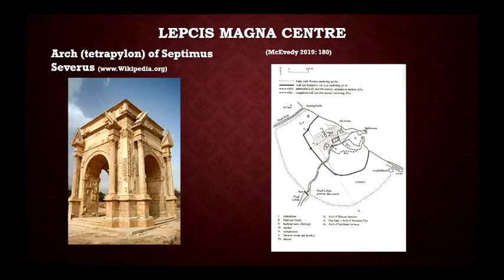This is Lepsis Magna. That's the Tetrapylon there, which we'll be talking about a bit further. That is actually located here at A, and you'll see here in the next slide that this is the Severan Forum with the colonnaded streeting. Also this is the old part of Lepsis Magna, and this is the new part that was constructed later.